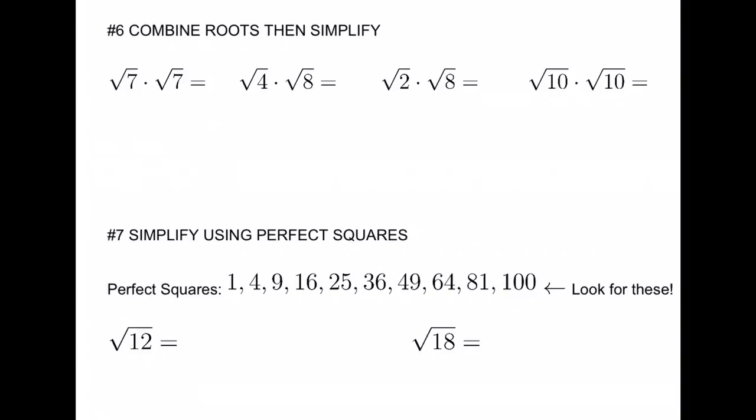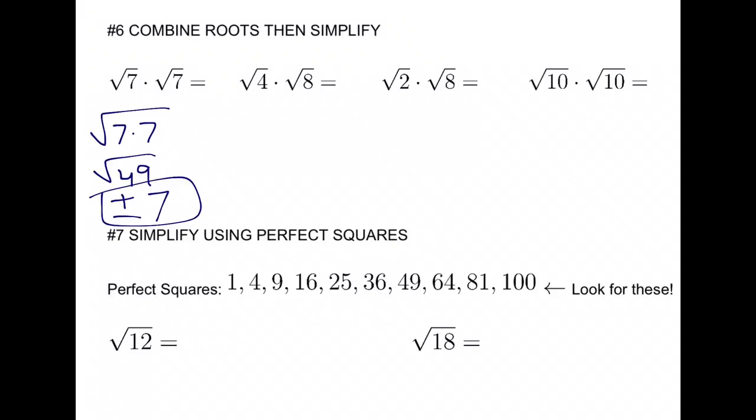The sixth concept is to combine roots and then simplify. So for example, if you have the square root of 7 times the square root of 7, you can change this to the square root of 7 times 7. Notice they're both underneath the bracket, which is the square root of 49, which is a perfect square. So I can simplify that. And my answer is plus or minus 7.